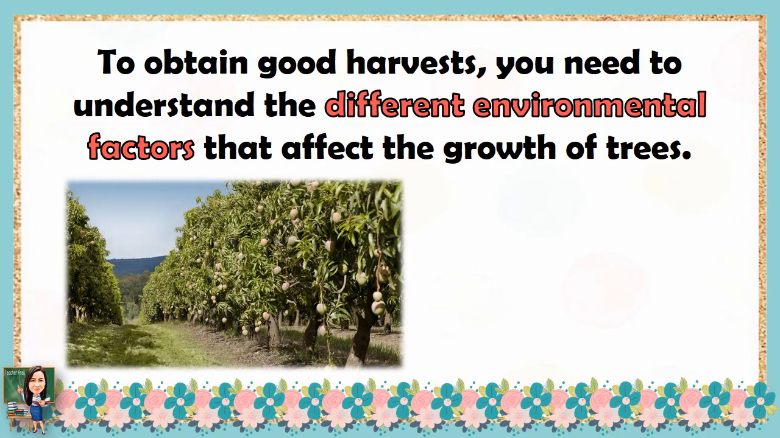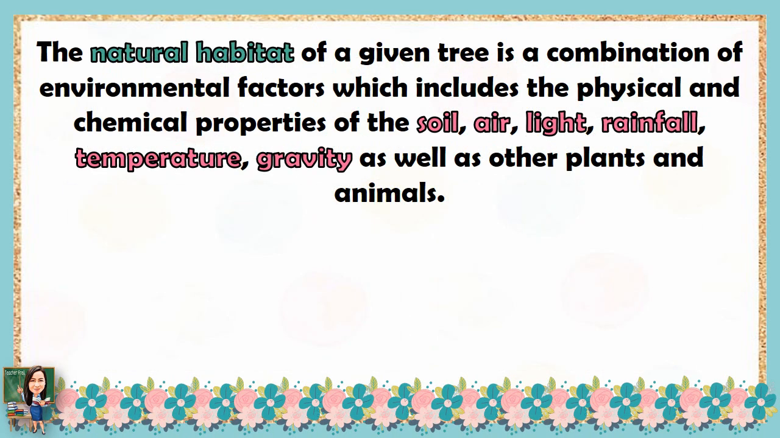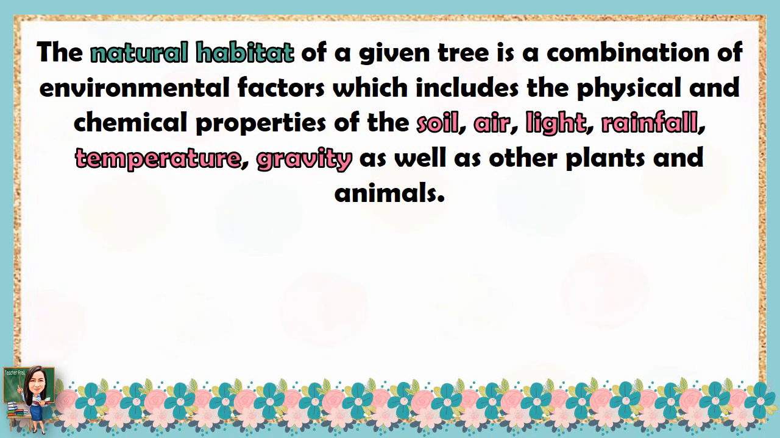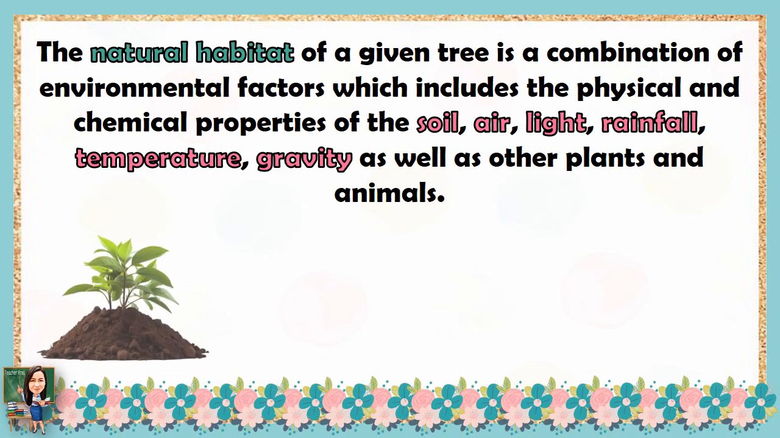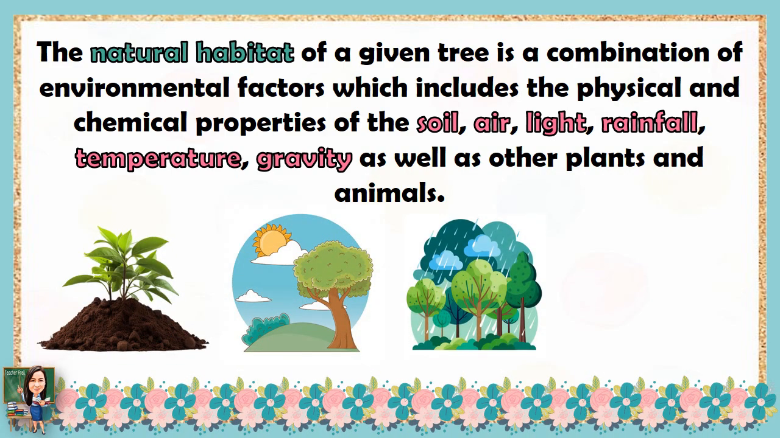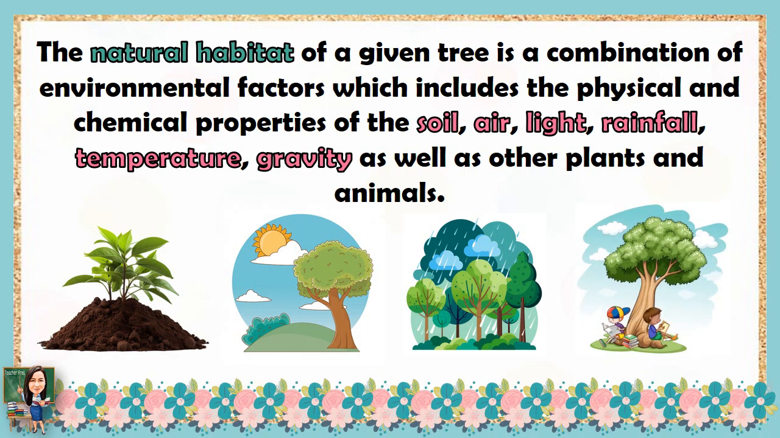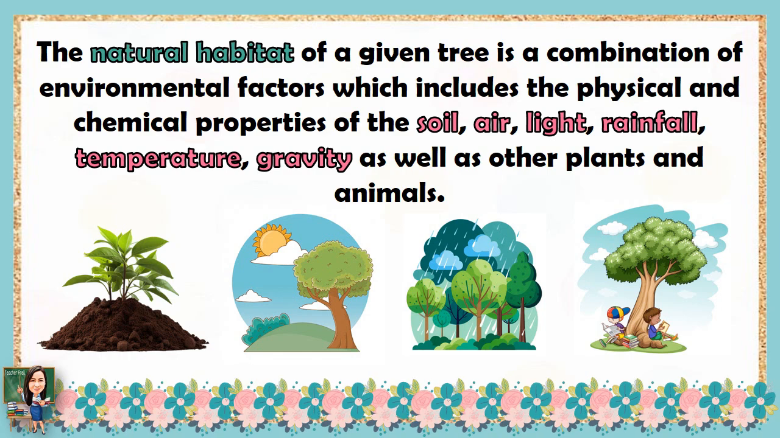To obtain a good harvest, you need to understand the different environmental factors that affect the growth of trees. The natural habitat of a given tree is a combination of environmental factors which includes the physical and chemical properties of the soil, air, light, rainfall, temperature, gravity, as well as other plants and animals.